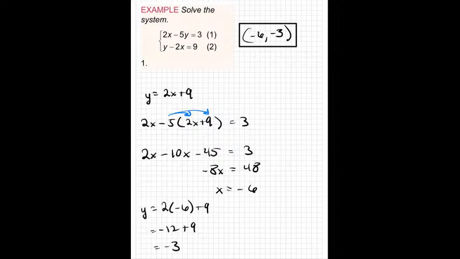So if we check, we're going to have 2 times negative 6 minus 5 times negative 3. That's going to be what? Negative 12 plus 15, which is going to be 3, and that checks out. Then we're going to say negative 3 minus 2 times negative 6. That's going to be negative 3 plus 12, which is 9, and that one checks out as well. Okay.